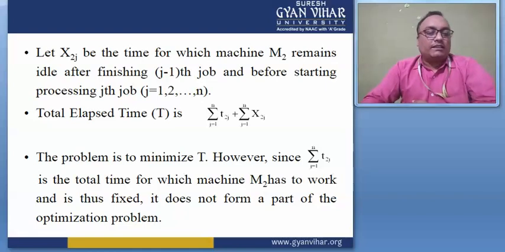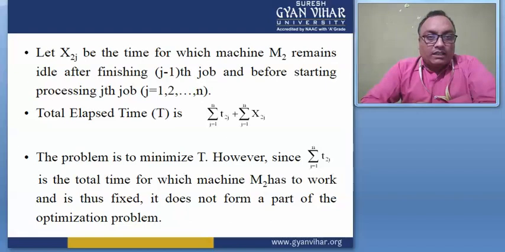And the next definition: let x2j be the time for which machine M2 remains idle after finishing the (j minus 1)th job and before starting the processing of the jth job, where j equals 1, 2, ..., n. Then the total elapsed time T is the summation of i equal to 1 to n of t2i plus the summation of j equal to 1 to n of x2j, right?